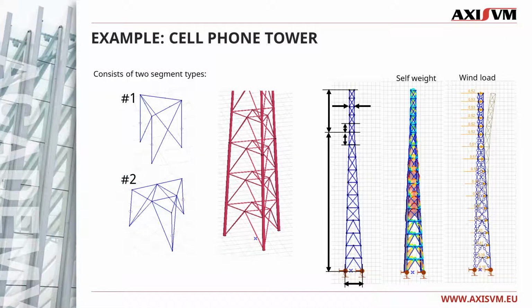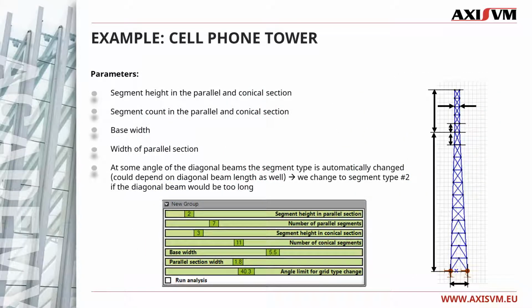The tower consists of two types of segments, and I'm going to consider the self-weight and some wind load in separate load cases. The parameters I chose are the segment height and count in the parallel and in the conical sections, the base width, and the width of the parallel section. At some angle, the diagonal beams of segment type number 1 would be too long and weak. Therefore, the segment type is automatically changed from type number 1 to type number 2 at a given limit.